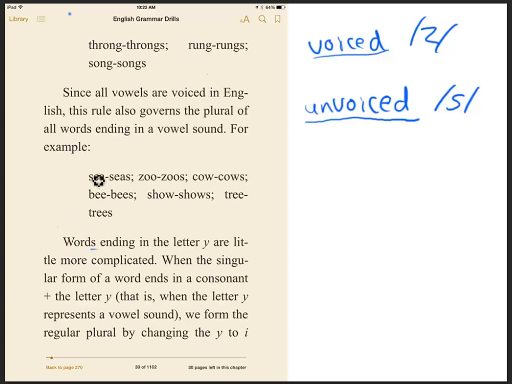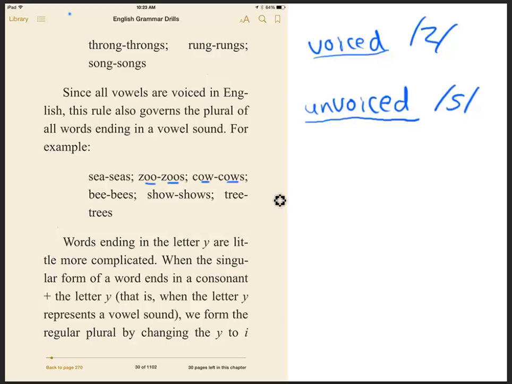And then, of course, you have to know that all vowels are voiced in English, all right? So anything that ends in a vowel has the Z sound at the end of it also, okay? So zoos, cows, bees, shows, trees, okay? So that's how you know when it sounds like a Z or when it sounds like an S, all right? And when it sounds like a Z, you still spell it with an S.